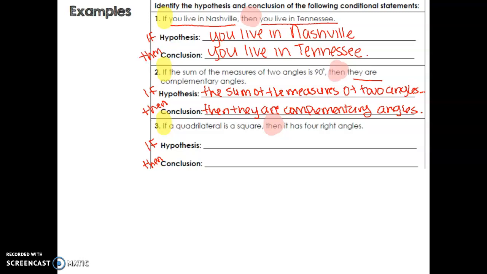Let's look at number three. I hope you guys are getting the point by now: everything after if is your hypothesis. So here, guess what it is? A quadrilateral is a square. That's my hypothesis. Then my conclusion is everything after then, so the conclusion is that it has four right angles.